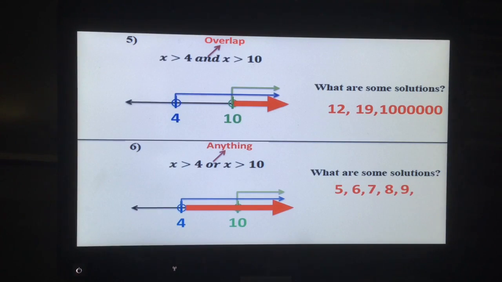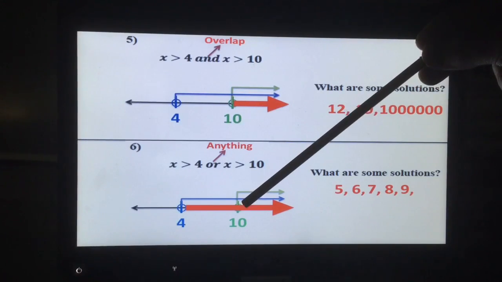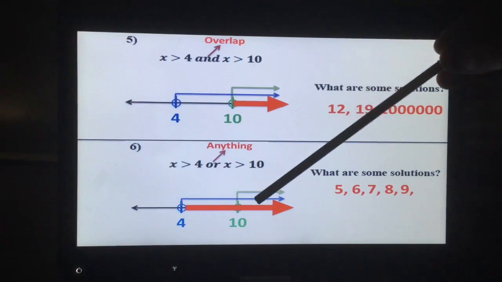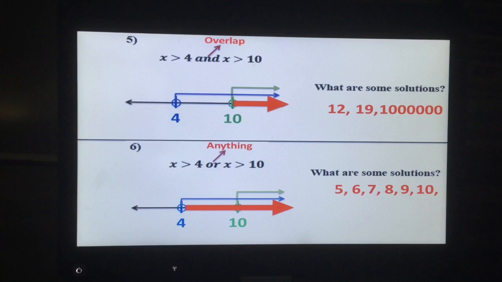Now before 10 wasn't a solution because it was an open circle, but now you see it's still an open circle, but we still have this blue line going above it. So therefore it's 10, all right? And then anything else that was up here would also work. So 12, 19, and a million. Those would work as well.